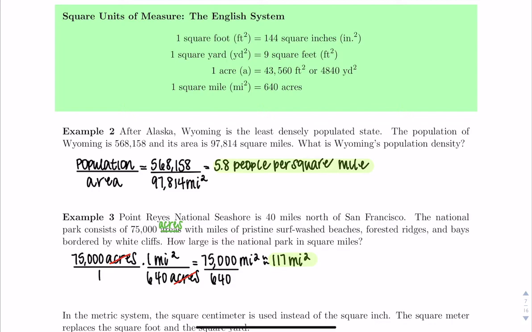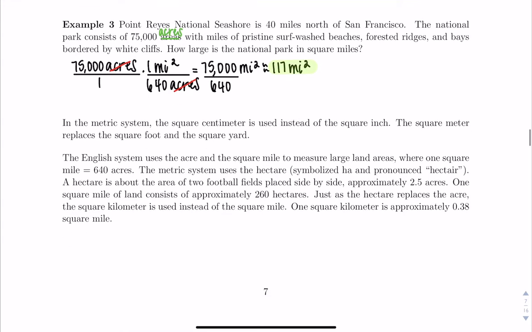In the metric system, the square centimeter is used instead of the square inch. The square meter replaces the square foot and the square yard. The English system uses the acre and the square mile to measure large land areas, where 1 square mile is 640 acres. The metric system uses the hectare, and that's about the area of 2 football fields placed side by side, or approximately 2.5 acres. 1 square mile of land consists of approximately 260 hectares. Just as the hectare replaces the acre, the square kilometer is used instead of the square mile. 1 square kilometer is about 0.38 of a square mile.